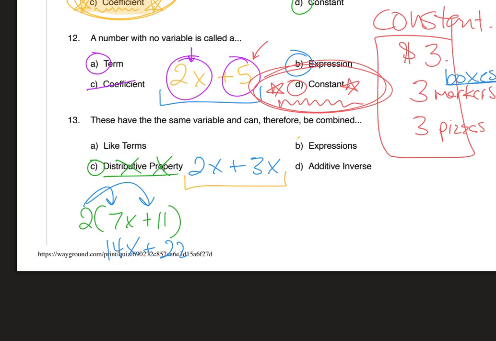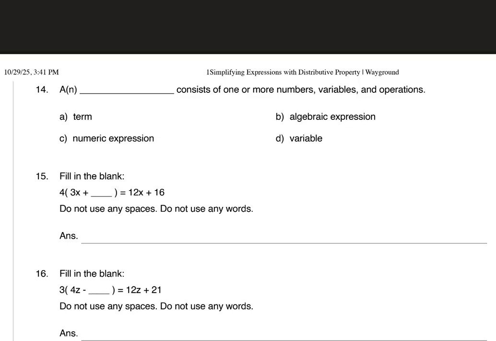This is an expression, so multiple expressions, that isn't it. The additive inverse of 2 is negative 2, so that isn't it. Like terms have the same variable and can be combined. A blank consists of one or more numbers, variables, and operations.